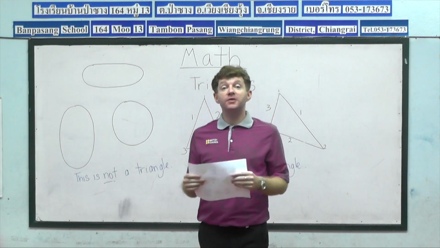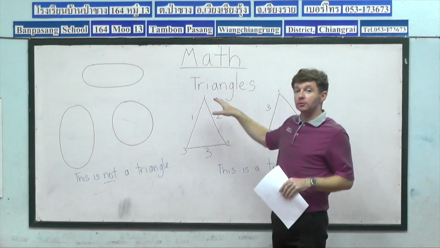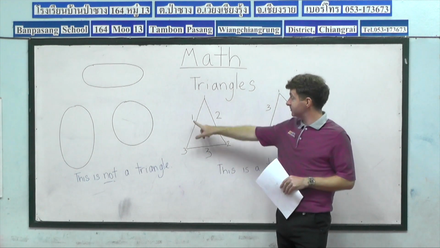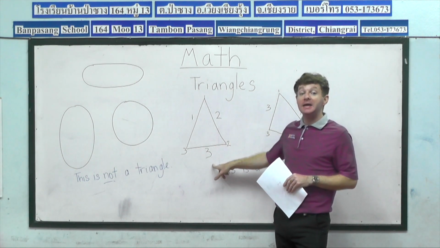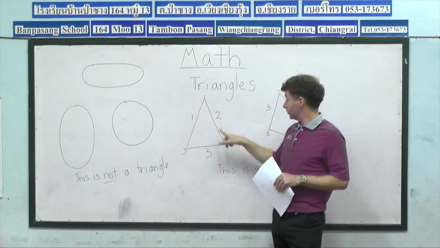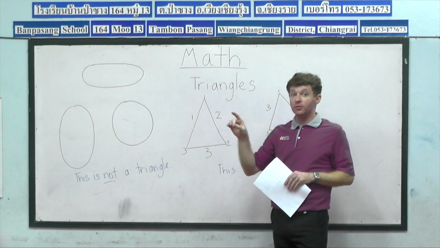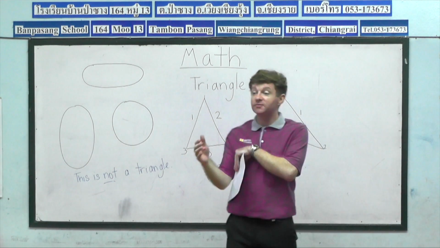So the important thing to remember from today's lesson about triangles. It's only a triangle if how many sides? 1, 2, 3. And how many corners? 1, 2, 3. 3 sides, 3 corners, any shape, it's a triangle. So that was excellent, guys. Very well done.